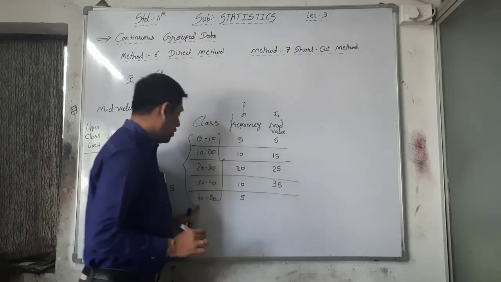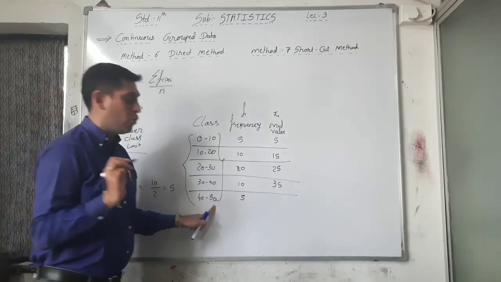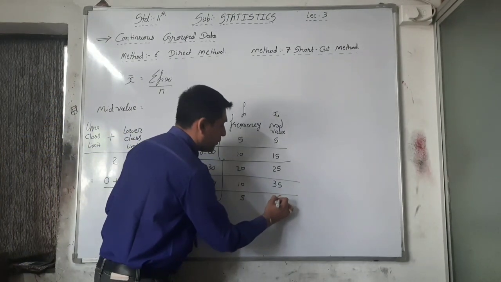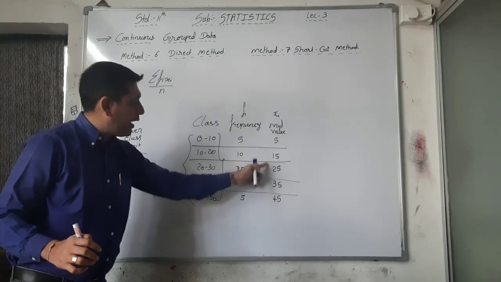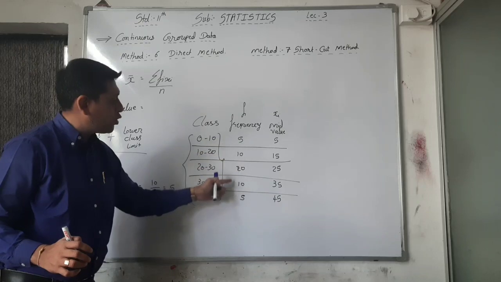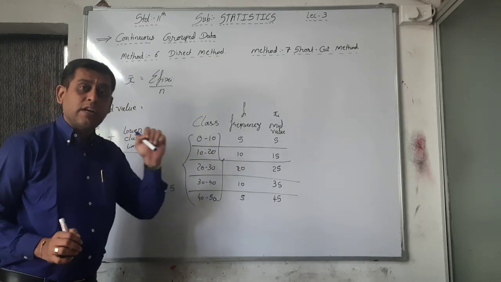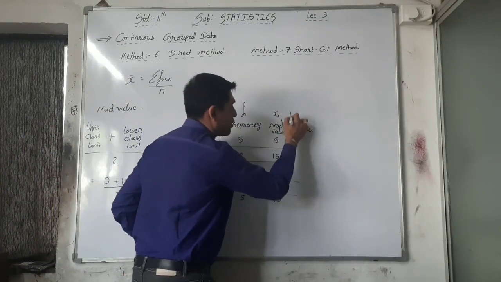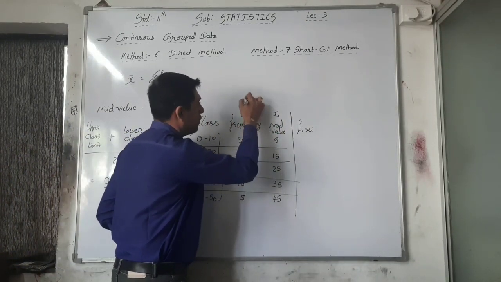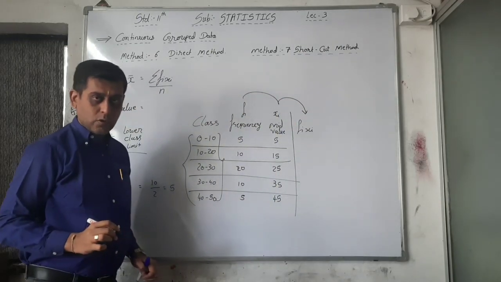And in the last one, 40 plus 50 is 90, and 90 divided by 2 is 45. See, here is your mid value, it is your xi, and here is your fi. Now, as in discrete group data, you multiply fi into xi. You have to write the multiplication of these two here.